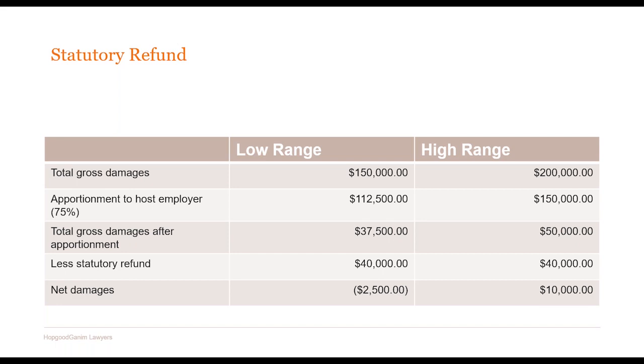In this example, because we have an apportionment to another defendant, we end up with a scenario where on the low range, the net damages is a negative figure. That means that if we settle for the low range of this quantum assessment, WorkCover could expect to receive a refund, a nice check in the mail, for $2,500 from that other defendant. Whereas if we settle on the high range, WorkCover could expect to pay an extra $10,000 on top of the statutory benefits that have already been paid.